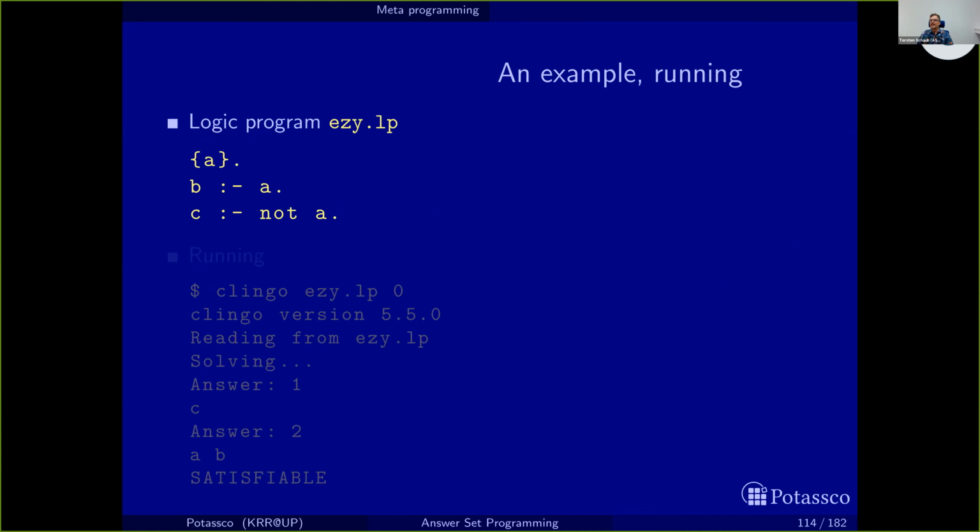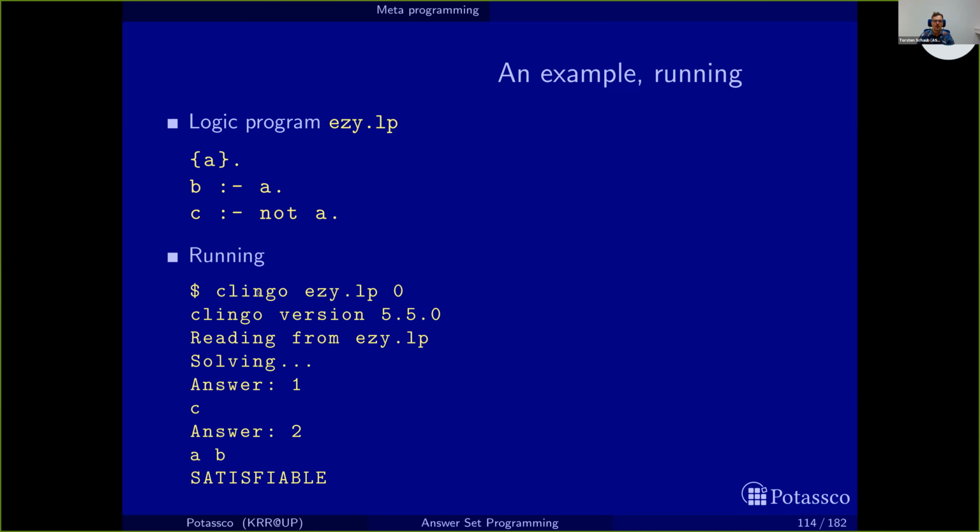So this is my easy logic program. Again, I just do this now in a propositional way. This is my easy.lp, and I can of course solve this right away with Clingo, right? I call Clingo. I have here my file. I want all stable models. I get one where C is true and one where A and B are true.